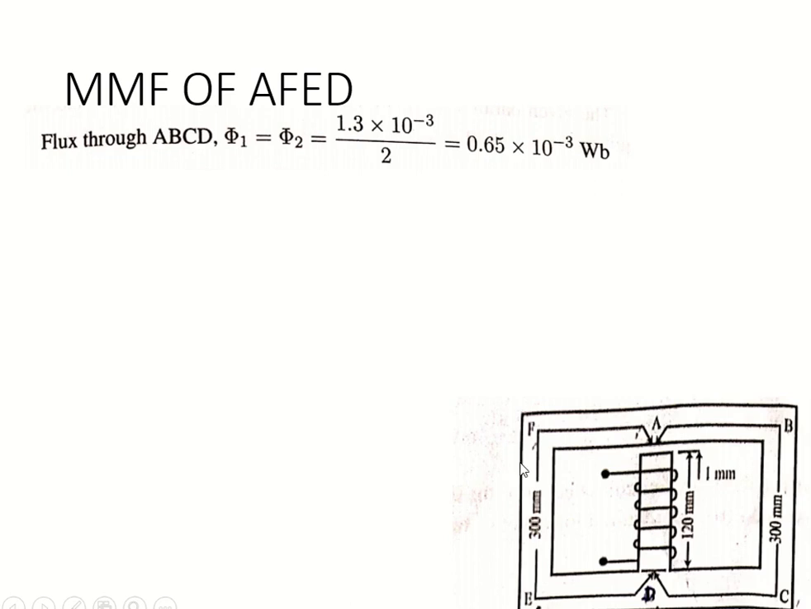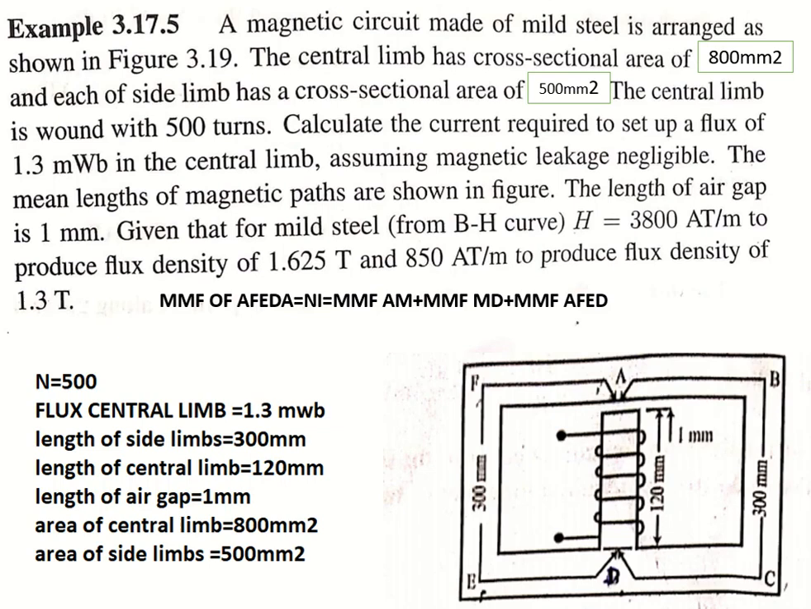Why are we taking it as the same value? Because length, area, everything will be the same for both parts. That is why the flux will be the same. So flux density is flux by area. We know that the area of that limb sides is 500 millimeter square. So flux by area gives you the flux density 1.3 Tesla. Next, you see your question: corresponding to 1.3 Tesla, what is the value of H given? See the question. Corresponding to 1.3 Tesla, the H value is 850 ampere turns per meter.